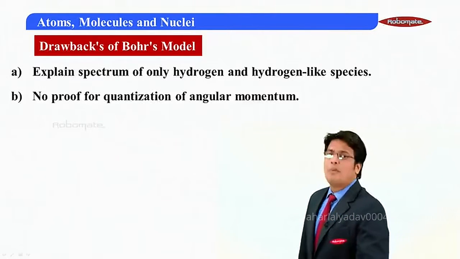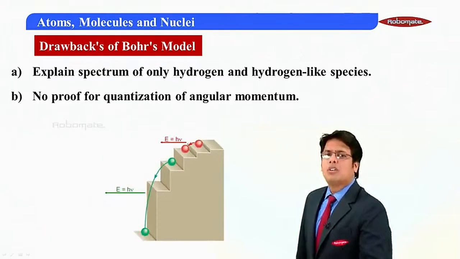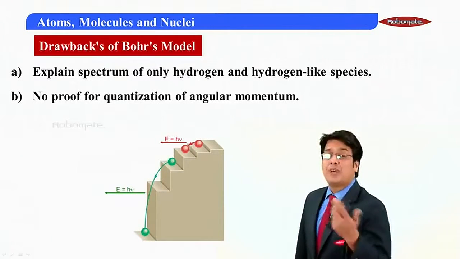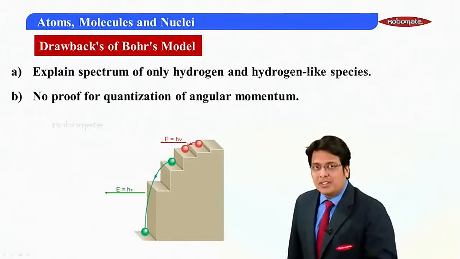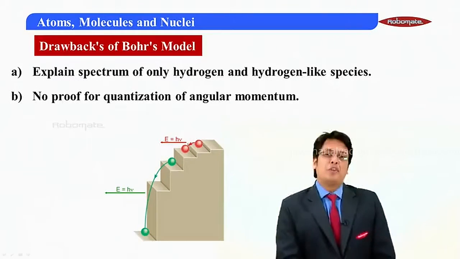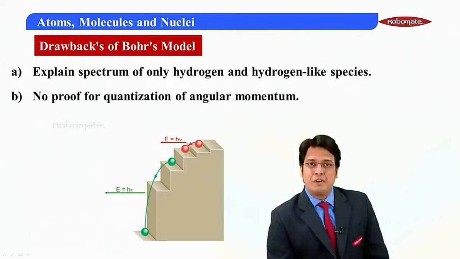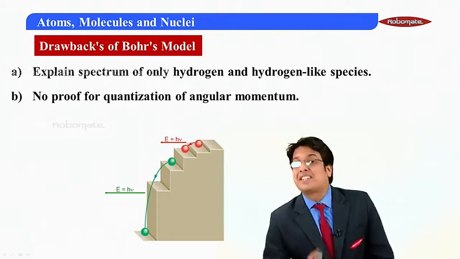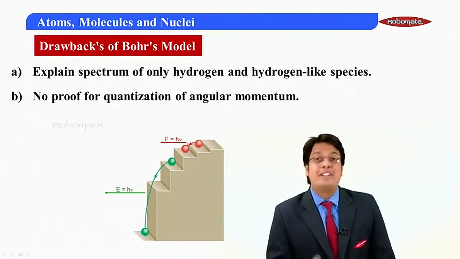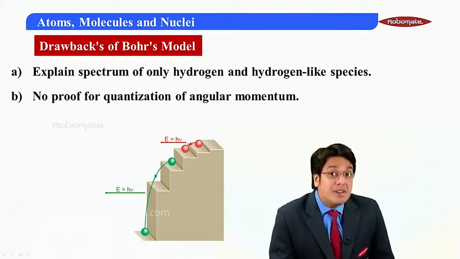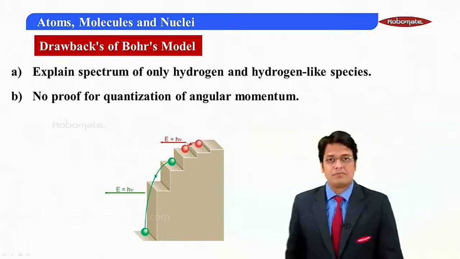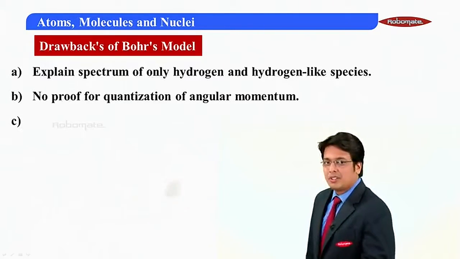Second, no proof of quantization. Oh, hello. Where is the formula L is equal to nh upon 2 pi? Where did you prove it? Those formulas which come without any proof are called empirical formulas. If you remember, we did the same thing for Rutherford, and we did the same thing for Balmer. And now it's Bohr. So Bohr, even you have to check out.